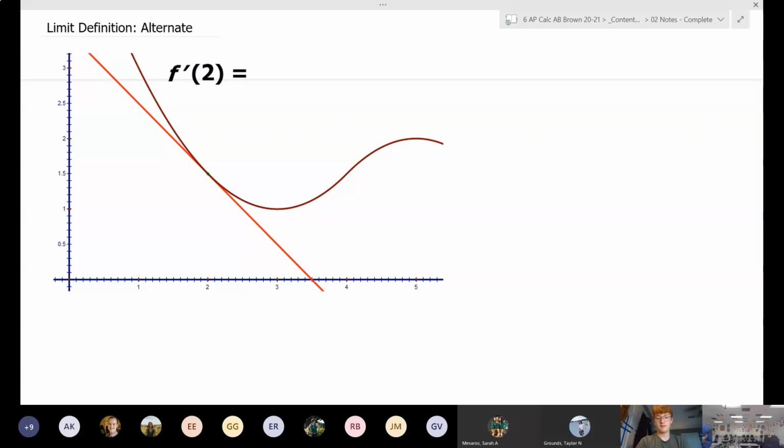And the alternate definition states, so if you want to find the derivative at a point, so that's what I have up here, f prime of 2, what that literally means is the derivative when x is equal to 2. And again, when I say the derivative, in your head you're just thinking, okay, that just means the slope of the tangent line.